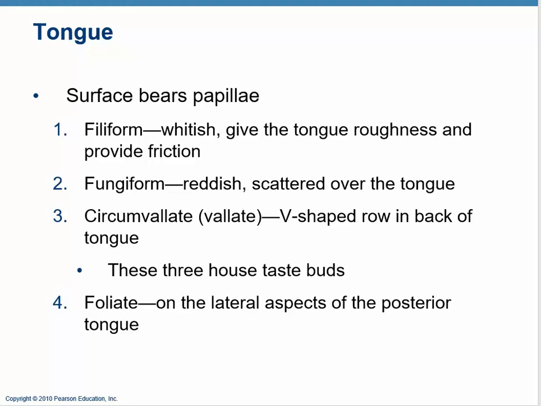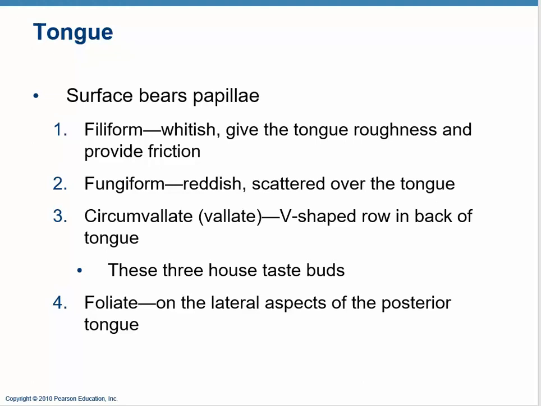Now, the other ones are more for taste. There are ones that look like little mushrooms. They're called fungiform. They're scattered all over the tongue, and they're the general taste buds, as it were. There are the valate ones, or the circumvallate, but I prefer the term valate, and they're V-shaped, and they're found at the back of the tongue, and they actually have taste buds in them as well.